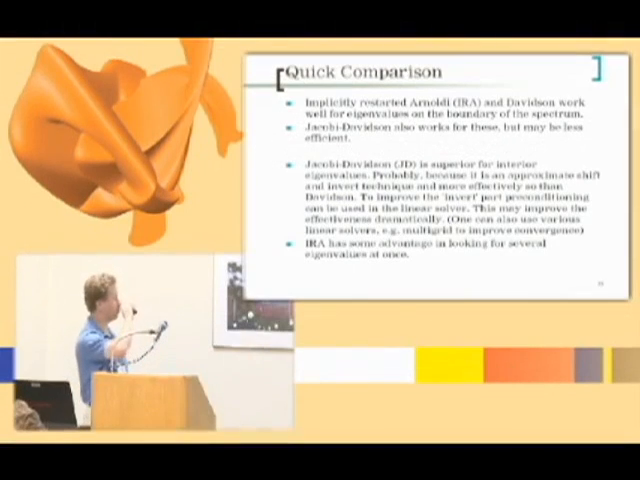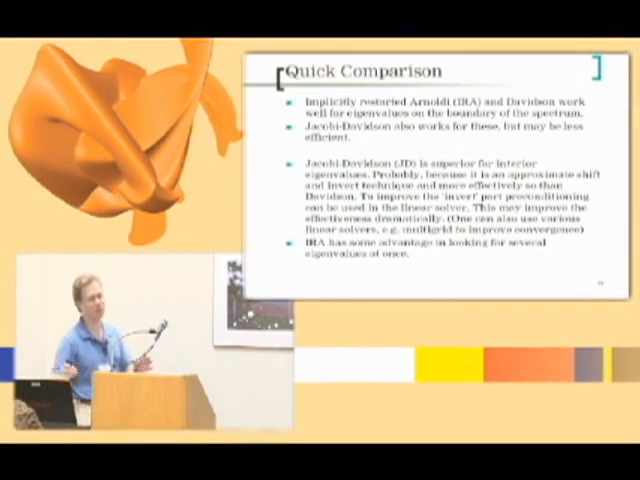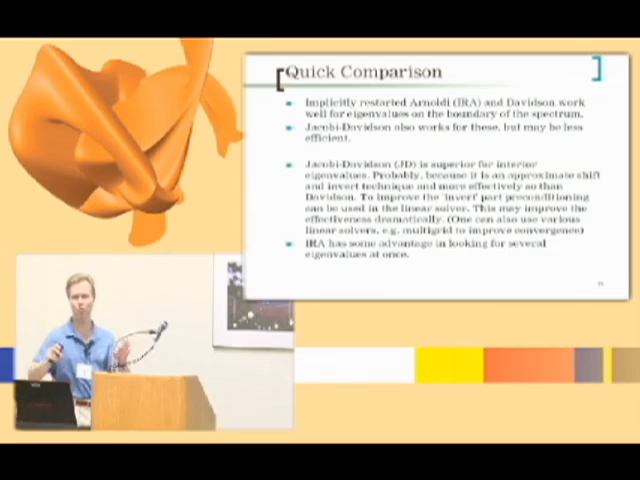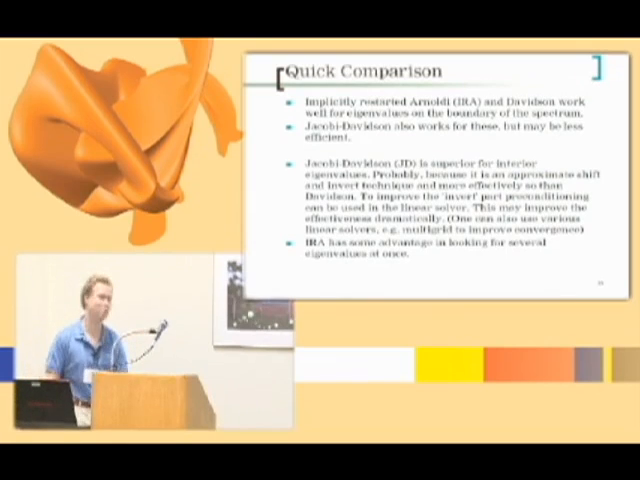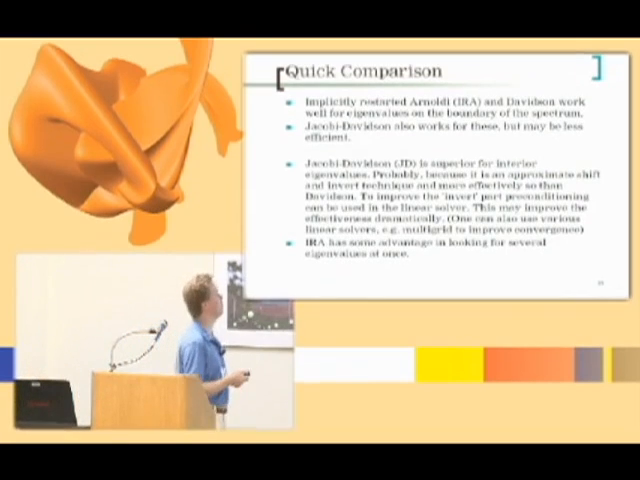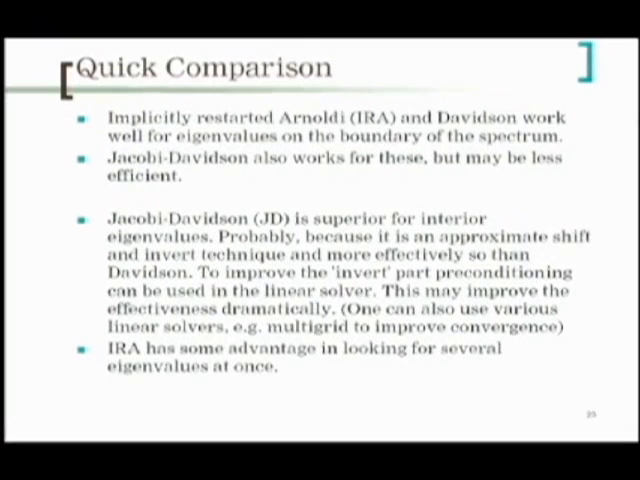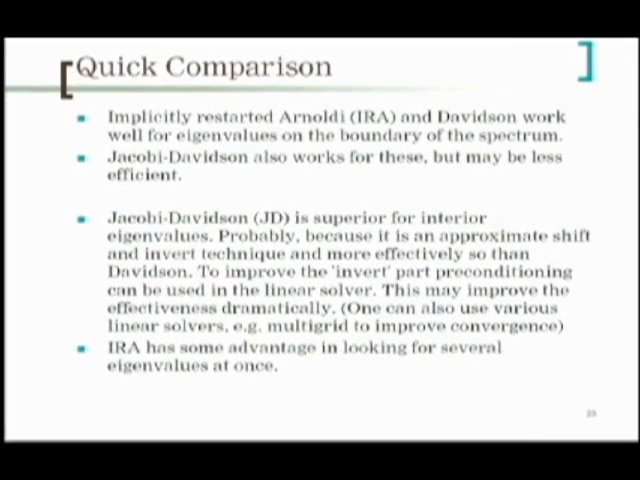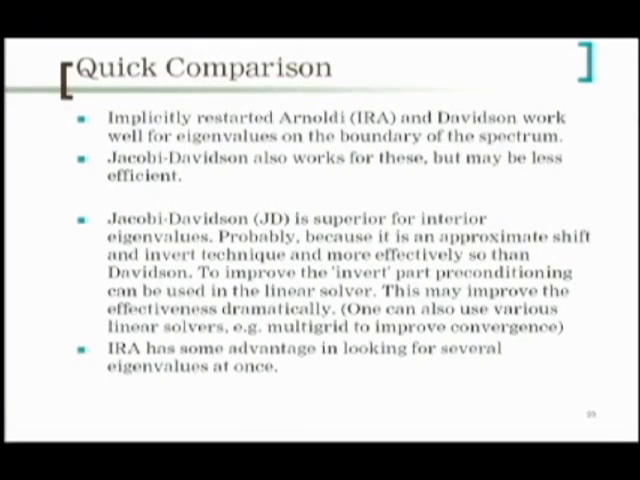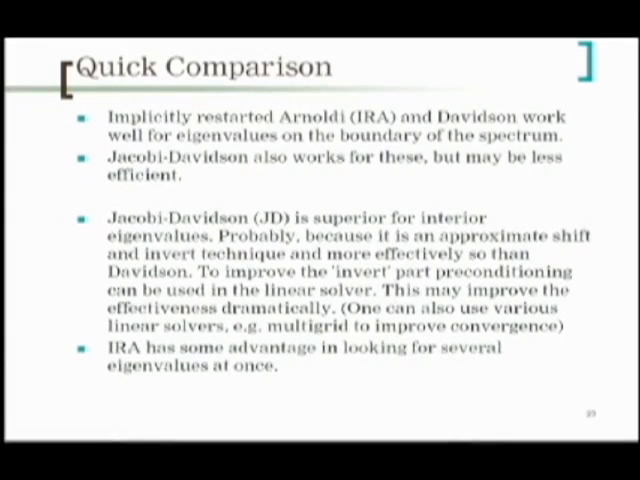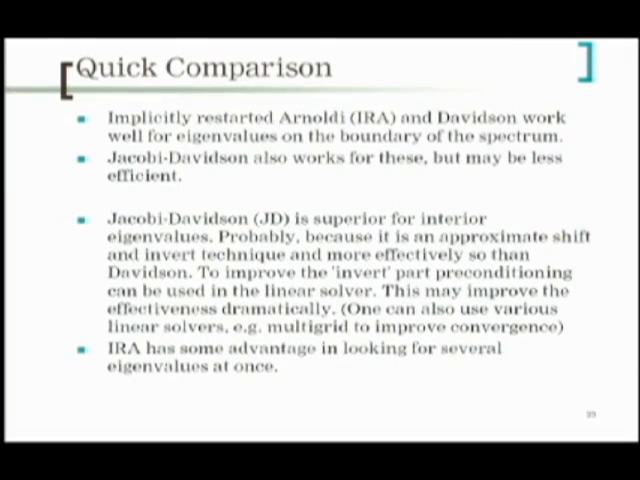Okay, maybe one quick comparison. What should you use? Well, if you really want to know, you probably should take your problem, try out some of these methods, and figure out which works best. But as a very quick comparison, I would say that implicitly restarted Arnoldi and Davidson work really well for eigenvalues on the boundary of the spectrum. And of course, by shifting the system, doing some shift-invert, if you can factorize A, you can put almost anything on the boundary of the spectrum of your shifted matrix. So that means the lowest, the ground state.